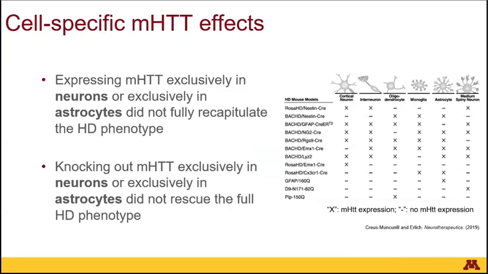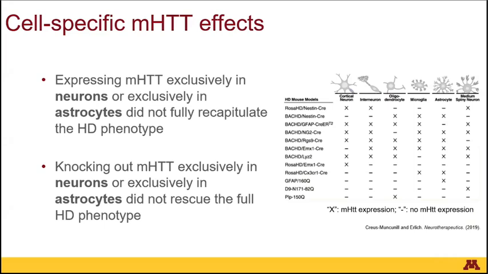So a variety of studies have attempted to either express or knock out mutant Huntingtin in only specific cell types. And this is a chart summarizing many of those studies and showing which cell types were manipulated. It's a lot, so don't worry about the whole thing. I will summarize the key relevant findings.